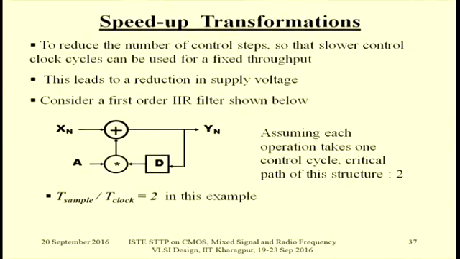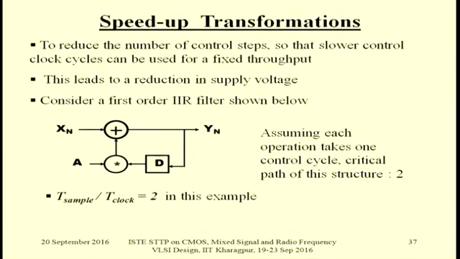So this is another example. That means we can reduce the number of control steps so that slower control clock cycles can be there for a fixed throughput. Now, you see that this is again what we are doing here.